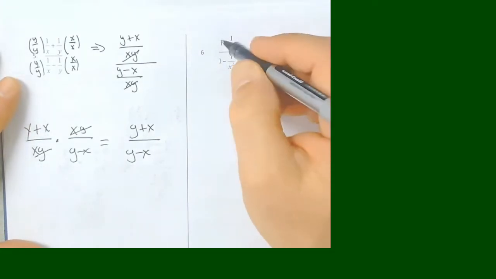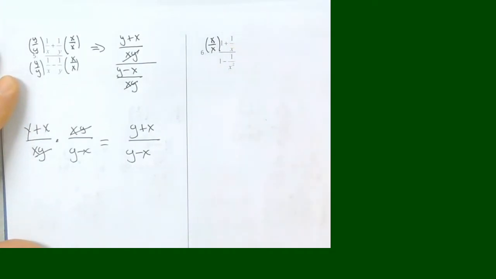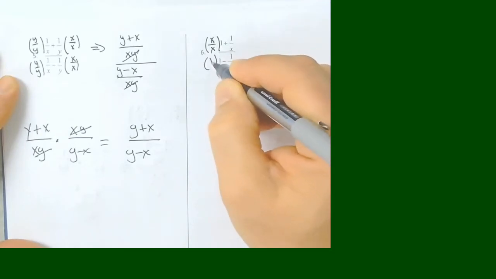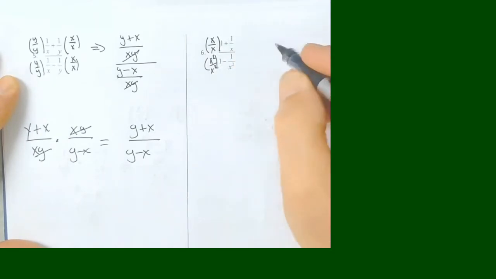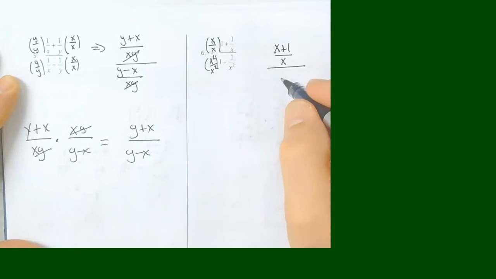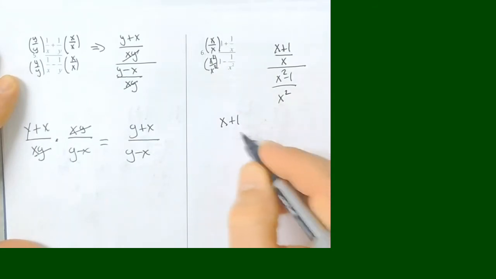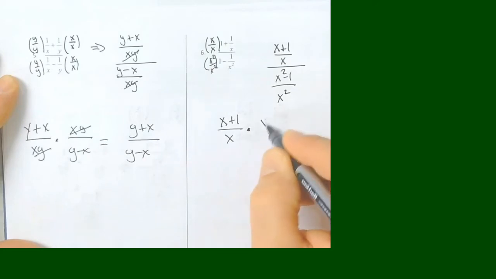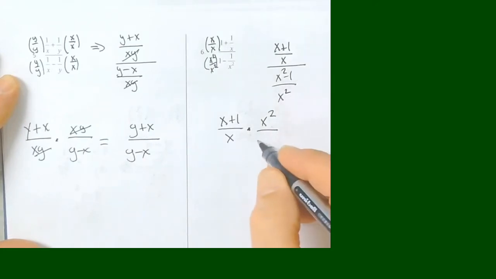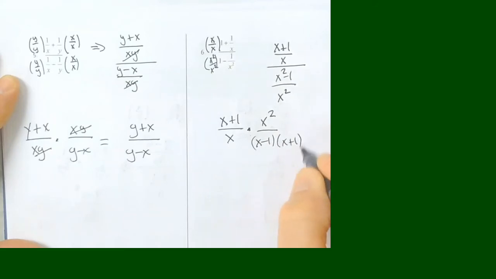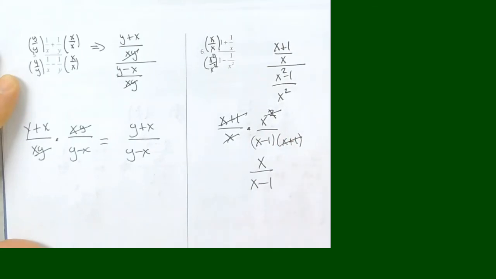Number 6 will be the same idea. Let's multiply by x over x, and let's multiply here by x squared over x squared. X plus 1 over x squared minus 1 over x squared. So that will give me x plus 1 over x times x squared. I'm going to factor x squared minus 1: x minus 1, x plus 1. X plus 1's cancel. X squareds cancel the x to give me x over x minus 1.